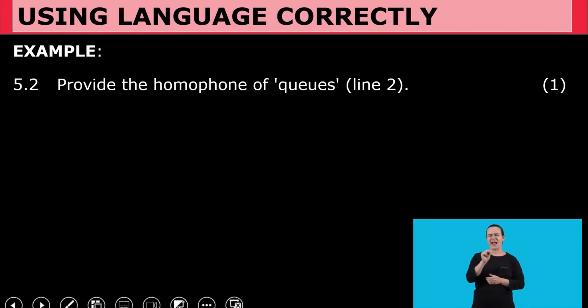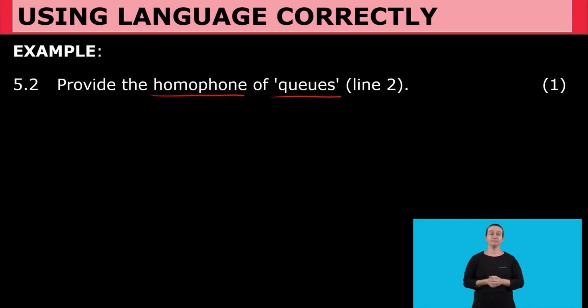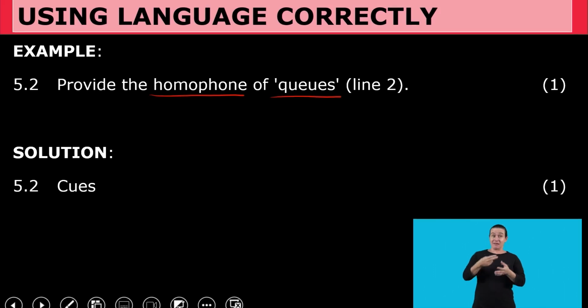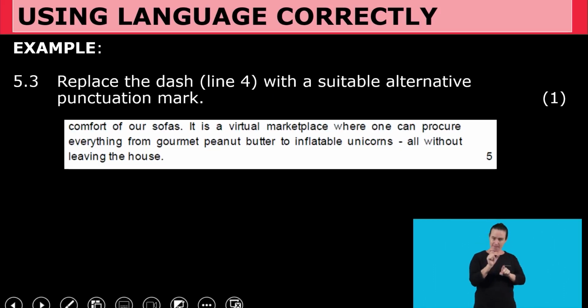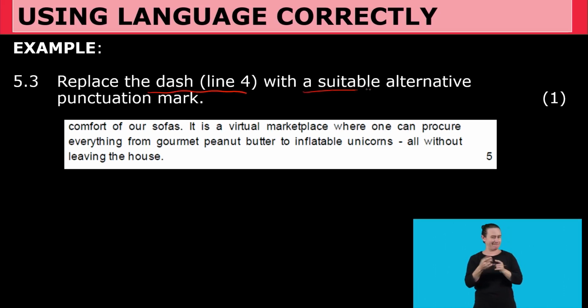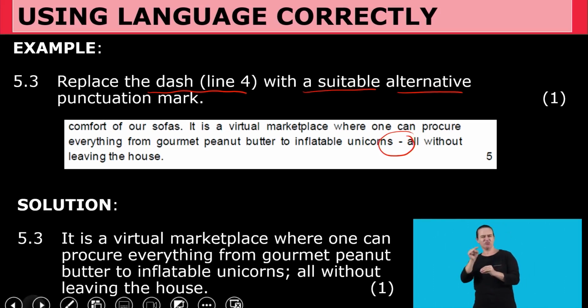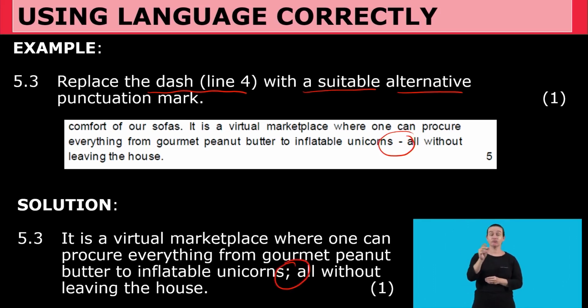Question 5.2, provide the homophone of the word cues. Now it's very easy because I'm saying it out loud. You can hear that it sounds the same because it's a homophone, as cues, like cue cards that you would use. Then question 5.3, replace the dash in line 4 with a suitable alternative punctuation mark. Go to line 4, find the dash and identify its function in the sentence, and then you replace it with another punctuation mark. Here, it would be replaced with the semicolon.